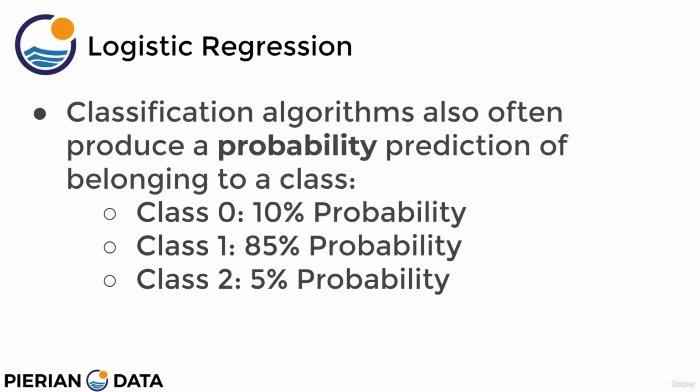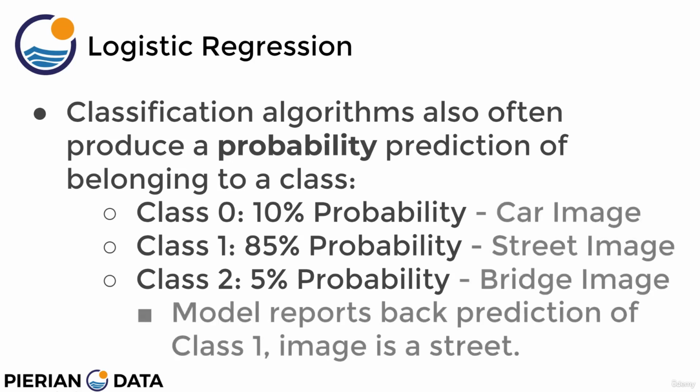You should also realize that classification algorithms, not just logistic regression, also often produce a probability prediction of belonging to a class. So they don't just say, I predict class 1 or class 2, they'll actually report back the probabilities for each class for a particular data row. They may say there's a 10% probability of class 0, 85% probability of class 1, and 5% probability of class 2. So in this particular case, the model will just report back, I predict something like class 1. Maybe in this case, it's the street image. And you should keep in mind, behind the scenes, it actually has an assigned probability for each of these classes that we can easily actually grab from the algorithm as well.